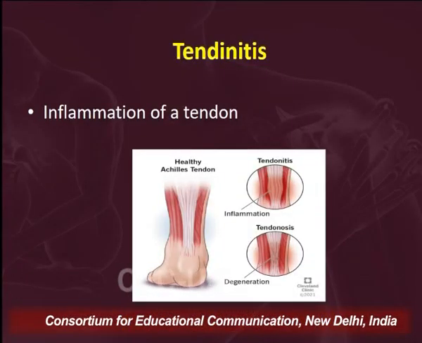Now we will discuss tendinitis. This is the inflammation of a tendon. The tendon is the tissue which joins the muscle to the bone. So when inflammation happens in the tendon, we call it tendinitis. Tendinitis is inflammation of a tendon, a flexible band of fibrous tissue that connects muscle to bones. It often affects the shoulder, elbow, wrist, hip, knee or ankle.